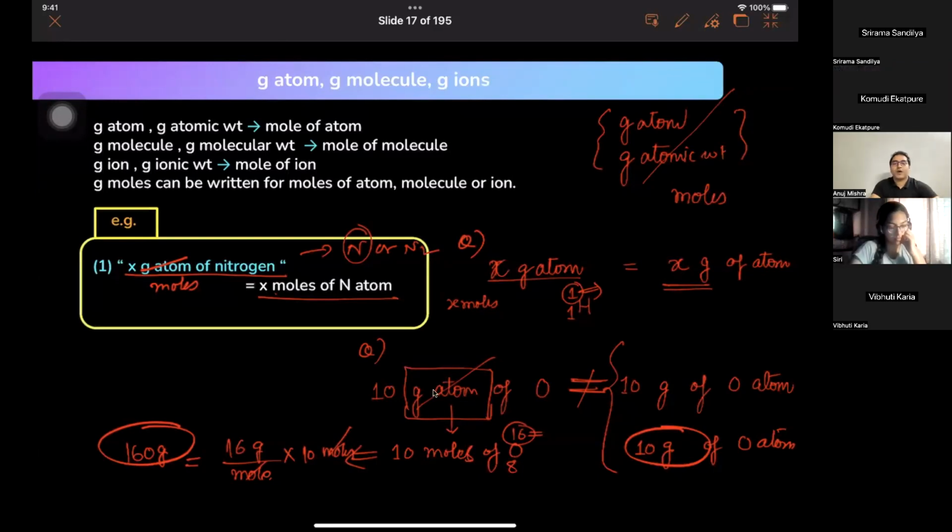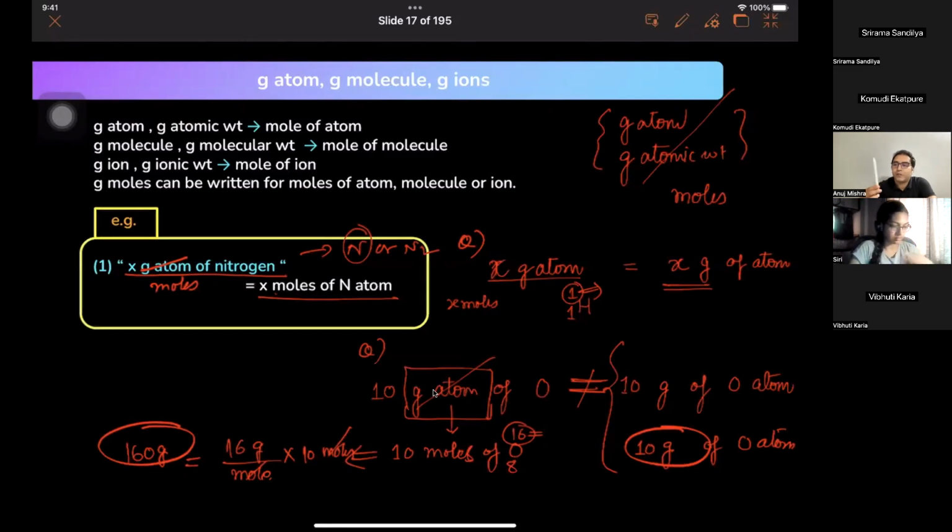Yes, sir. I wanted to just clarify one thing. Bataiye. When we are doing a question which is about only one atom, that time we use AMU, and when it is given in moles, we use gram. Not like this. We can simply say that AMU is convenient.